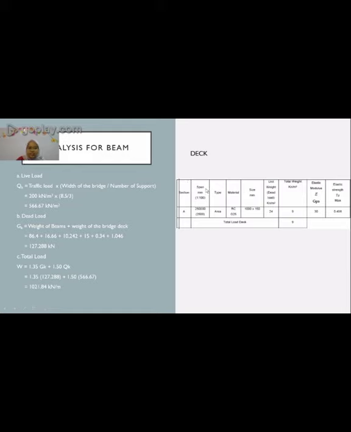The section is only one section because it's the main beam. Okay, the span is 2500, type area, material RCG25, size 1000 times 150, unit weight is 24, and we got the total weight is 9.